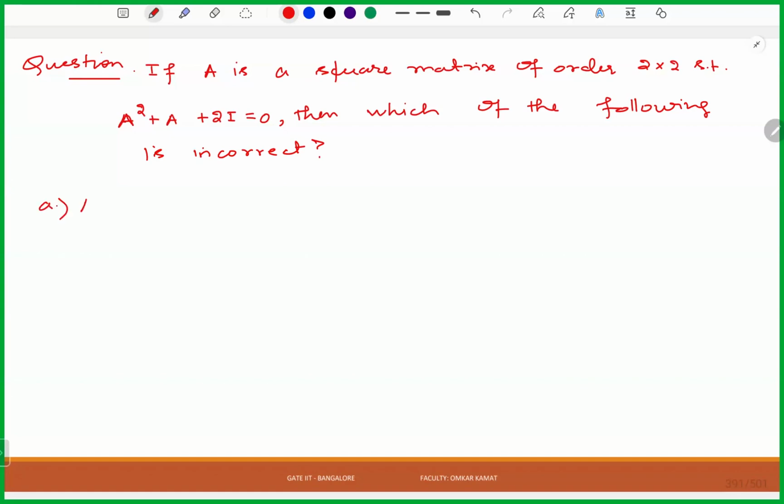Option A: A is singular. Option B: A is non-singular. Option C: A square plus A plus I is equals to (A minus I) to the power of minus 1 into (A plus I) whole square.